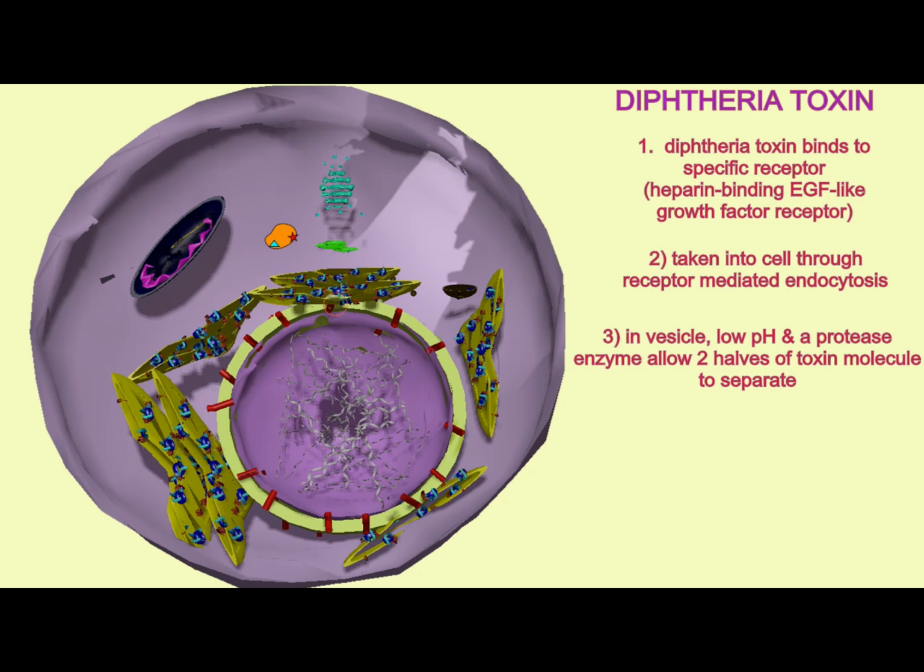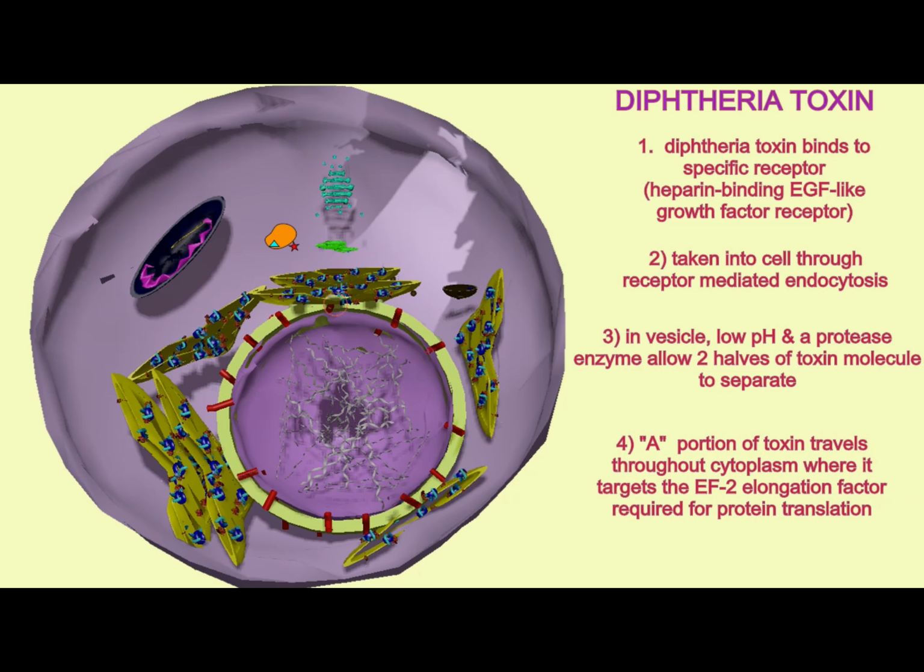The toxin has two halves, and in the acidic environment of the vesicle, with the help of a protease, which is attempting to break down toxins, the two halves are liberated, and one half, the A half, then enters the cytosol where it can destroy the EF2 elongation factor, which is essential for the translation of proteins, and this then can cause the death of the cell.